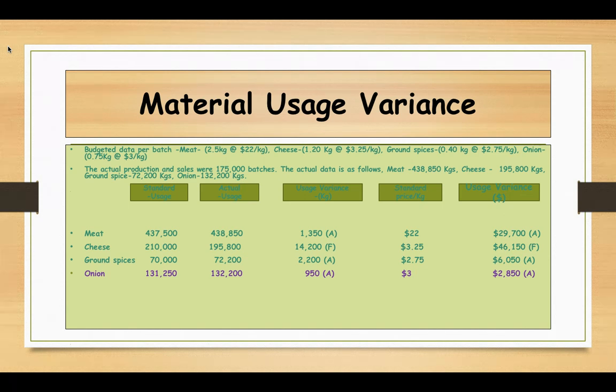We need to convert that into money value. So we need to times the onions standard price per kilogram, which is $3. So 950 kilograms times $3. So the usage variance in money value for onions is $2,850 adverse. So our total material usage variance, if we add all these variances in money value, we will get $7,550 adverse. So our material usage variance is $7,550 adverse.